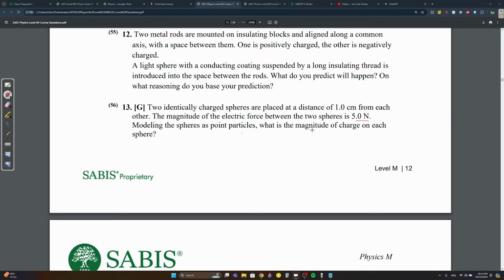Modeling the spheres as point particles, what's the magnitude of charge on each sphere? It's identically charged. Okay, what's the equation? We know that F is equal to k Q1 Q2 over r squared. F we know is equal to 5 newtons. k is always 9 times 10 to the 9, Coulomb's constant. Q1 and Q2 are equal to each other, so you could just say Q1 equals Q2. So it's Q times Q, which is just Q squared over r squared.